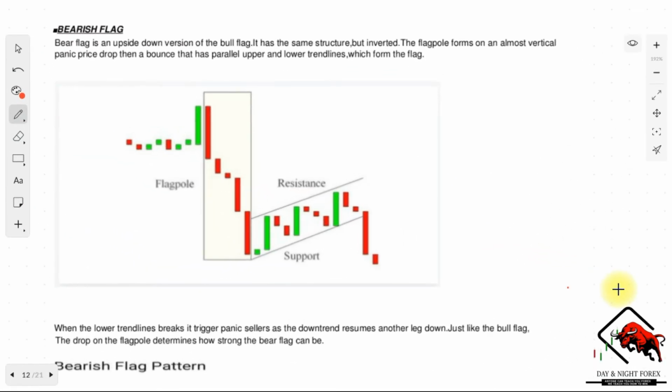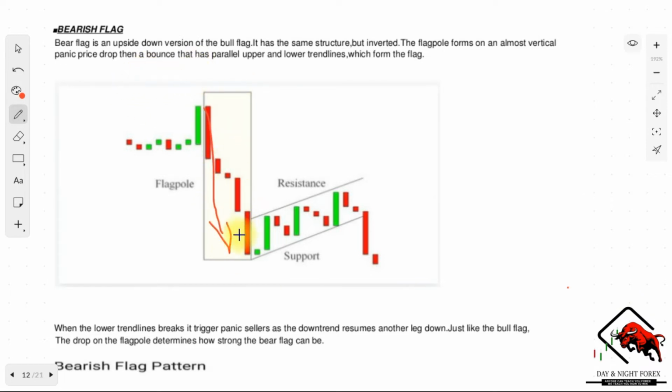Okay, so we have seen the bullish flag. Now here's an example of a bearish flag. A bear flag is an upside down version of the bull flag. So everything that we just said about the bull flag is just the opposite, right? It has the same structure but inverted, upside down. So the flagpole forms on an almost vertical price drop, as you can see right here. It's almost vertical, almost straight.